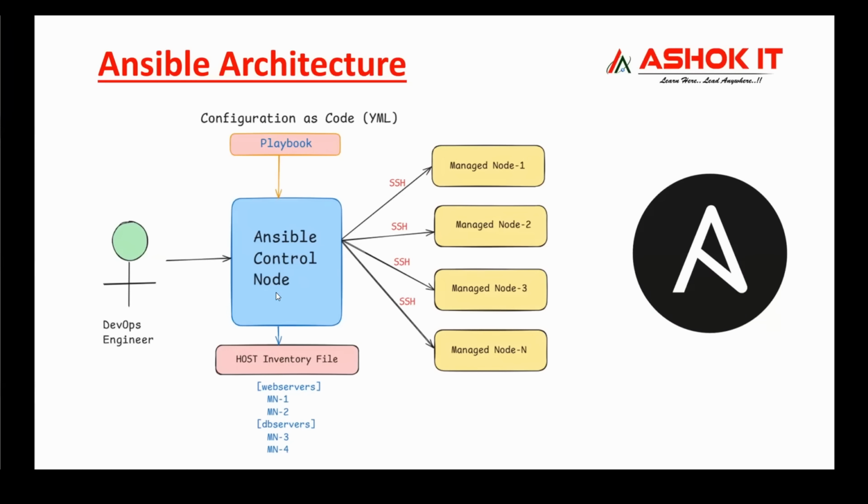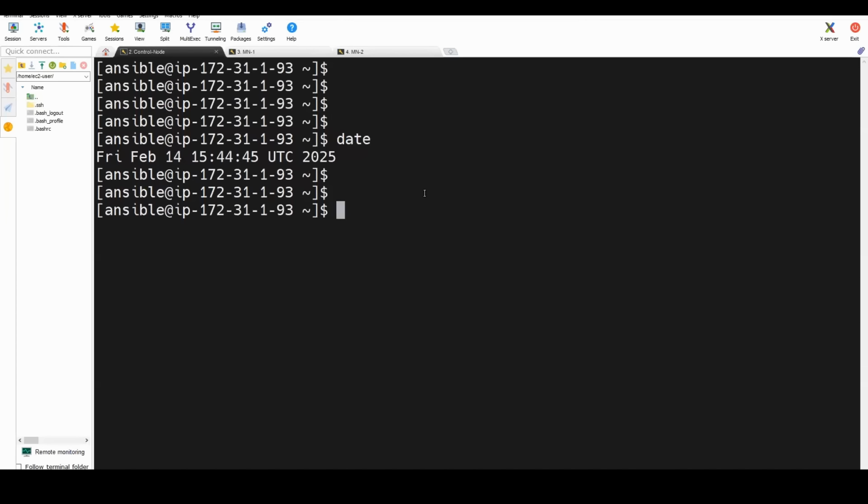Tomorrow, if I want to install Java in these machines, I need not go to each and every machine to install Java. I will tell Ansible, hey Ansible, install Java in all the machines. Then Ansible will send the notification to all those machines to install the Java software. Automating configuration management.